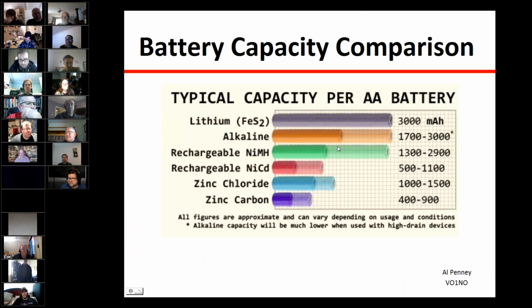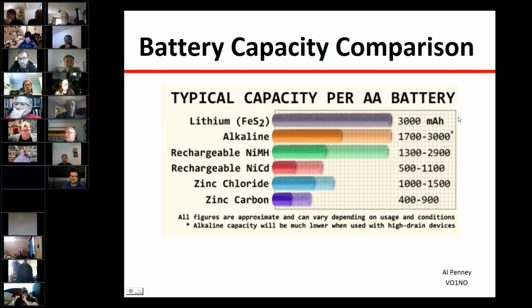Now here's some capacity. Here's a lithium battery. For an AA battery, it's got 3,000 milliamp hours. So 3,000 milliamp hours, so 3 amp hours. That means that it could deliver 1 amp for 3 hours. An alkaline, depending on the exact type, has between 1,700 and 3,000 milliamp hours.